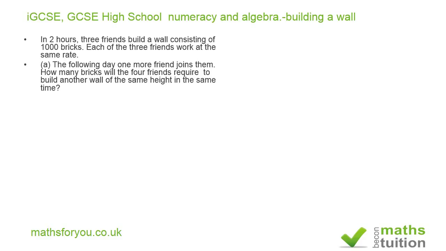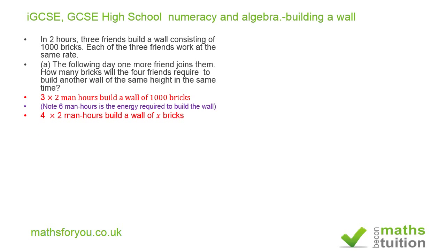Okay, so if we do 3 times 2, which would be 6 man-hours, that's the energy required to build a wall with 1,000 bricks. So for 4 men, the man-hours or the energy required will be 4 times 2, and they build a wall of the same height with x bricks.